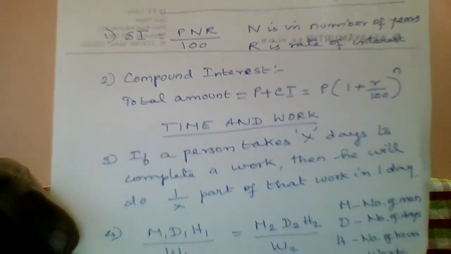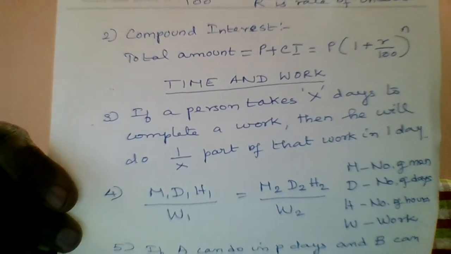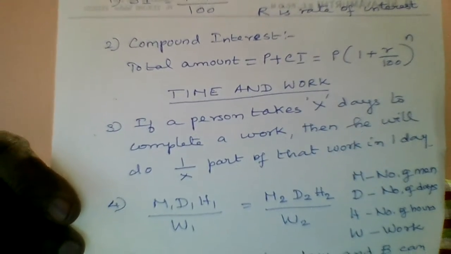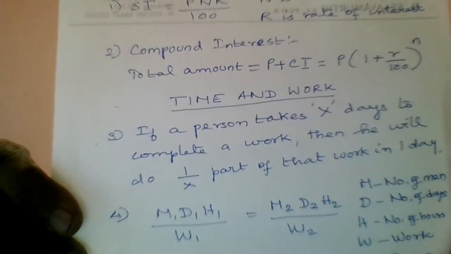In the case of compound interest, you don't collect back the interest after 1 year. So here compound interest is defined as: the total amount, which is principal plus compound interest, is equal to P into 1 plus R by 100 whole power n.